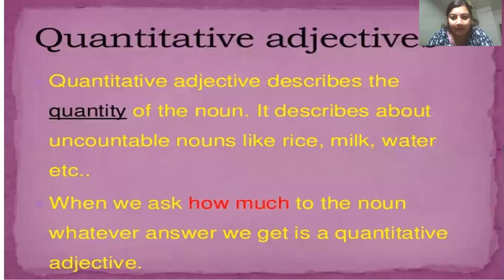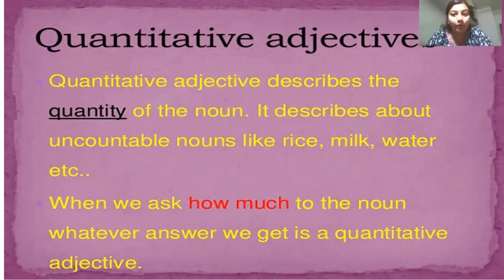Moving further, the another type of adjective today is quantitative adjective, or you may also call it adjective of quantity. When I say this word quantity, what comes in our mind? Quantity यानी कि किसी चीज का approximate amount. We are not aware कि कितना specific, मतलब कि quantity कब बोली जाती है? When we cannot count in number.